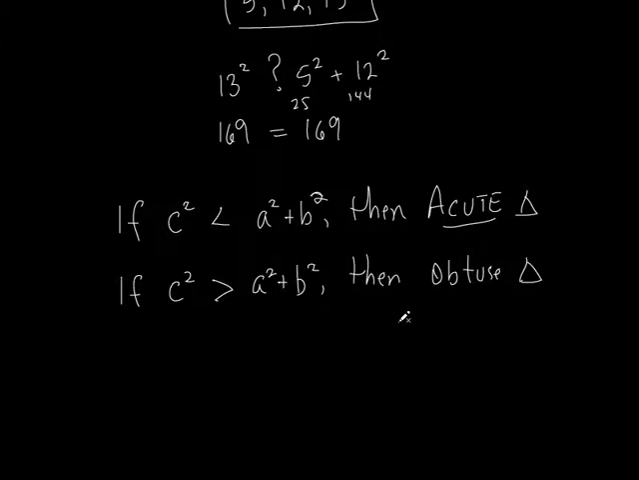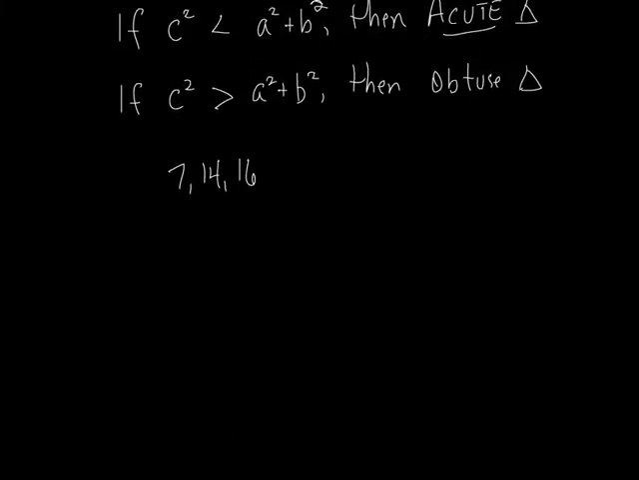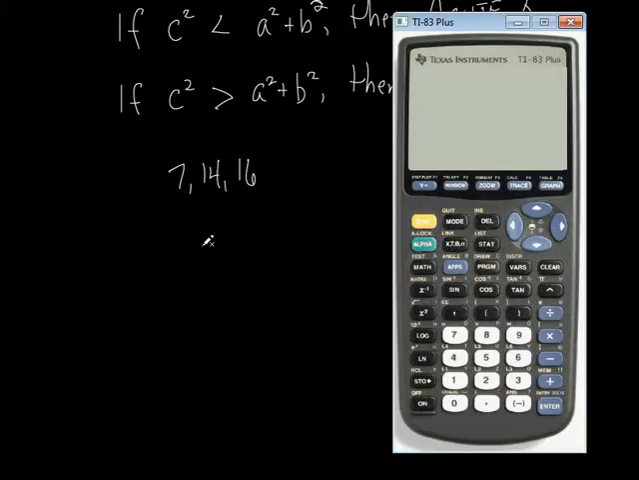Let me find some good numbers here. I'm trying to find an example. Oh, here we go. Just put it up there. All right, what if we have this? What if we have sides 7, 14, and 16? All right, here's the sides that they give us. And we got to decide, is this a right triangle, is it an acute triangle, or is it an obtuse triangle? So what do we do? Well, first of all, let's write it down.